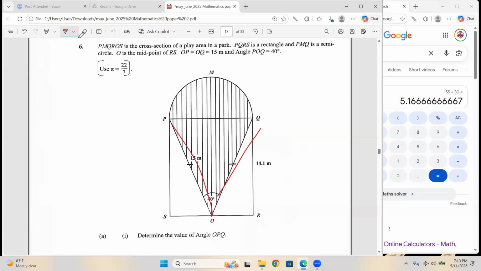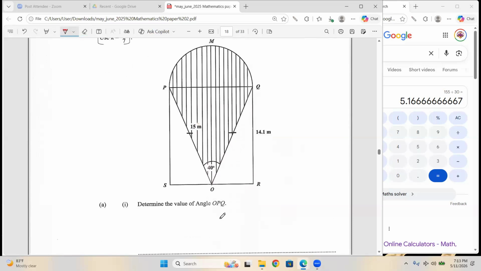OQ. I'm seeing some stuff here. What else are they saying? Angle POQ is 40 degrees. They said use pi as 22 over 7. When I see questions like this, I know it's measurement related. It could also include some geometry formulae and stuff too.